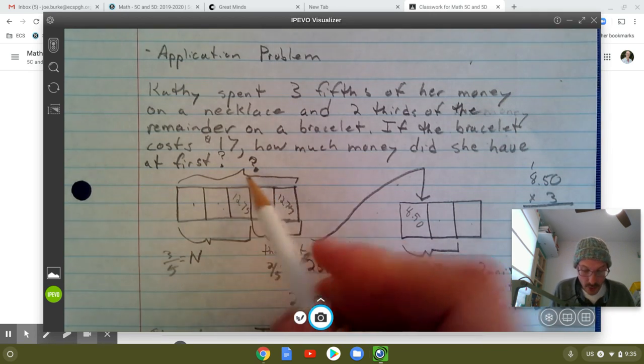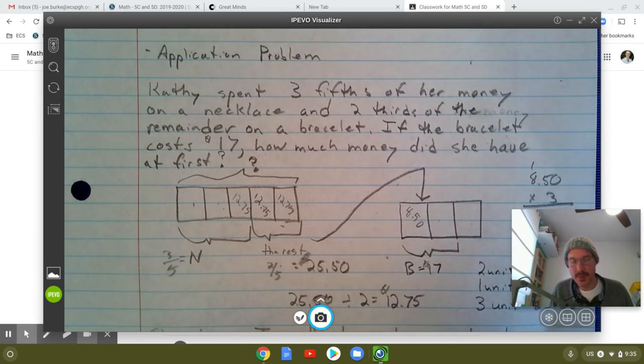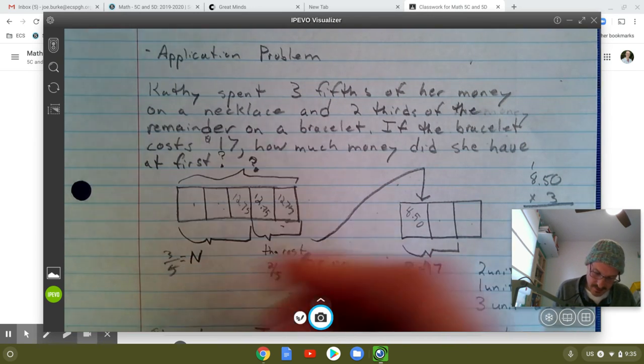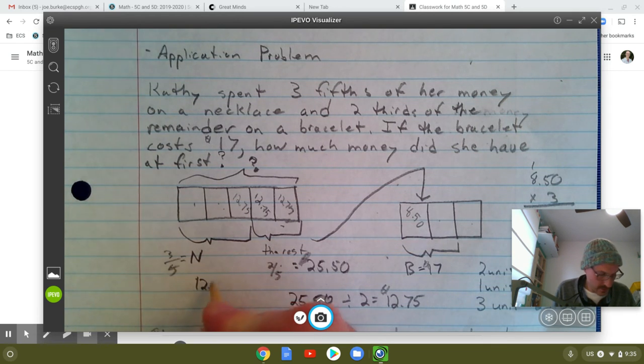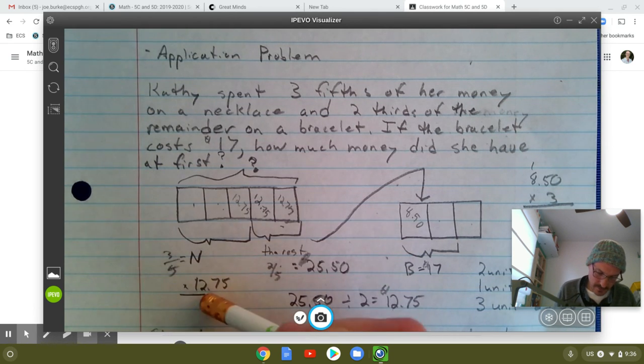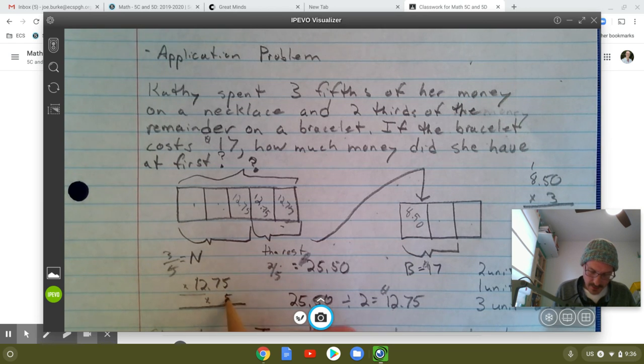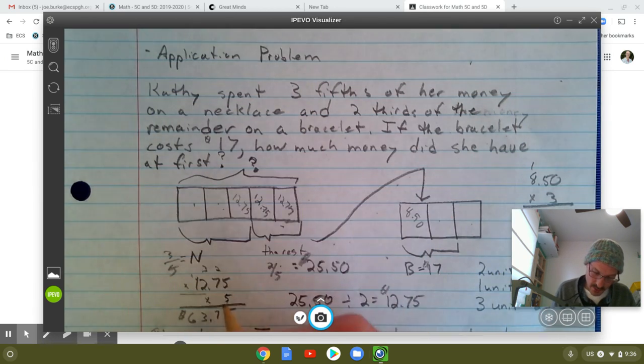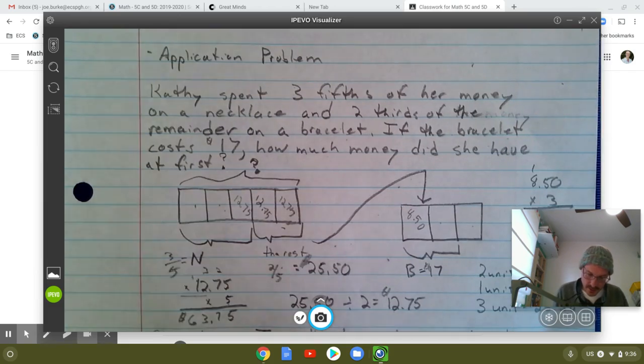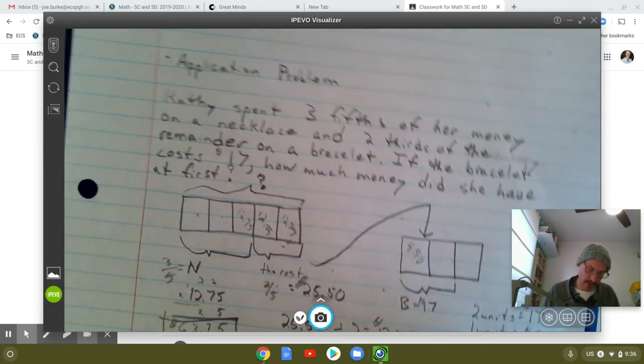So if I want to know the total, I need 5 $12.75s. So here we go. $12.75 times 5. 5 times 5. 5 times 7 is 35. And 2 is 37. 13. 6. $63.75. So she started with $63.75.